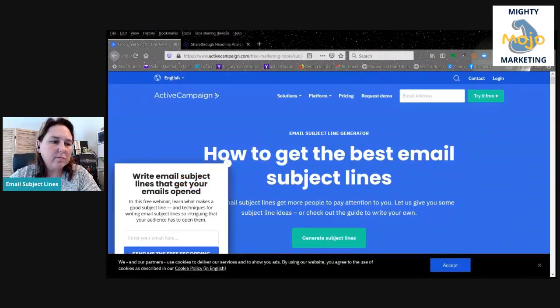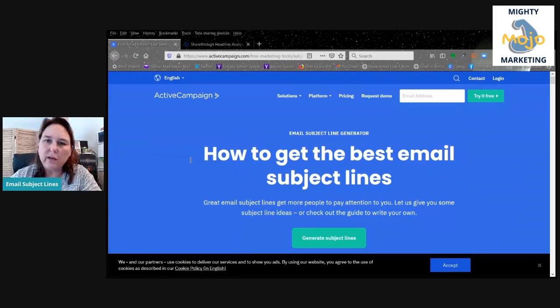The other one, and this one is new. I've been with ActiveCampaign for a little over 2 years, and I did not know they had this free tool. Not sure how long they've had this free tool, but this is the email subject line generator from ActiveCampaign, which is my preferred email tool.